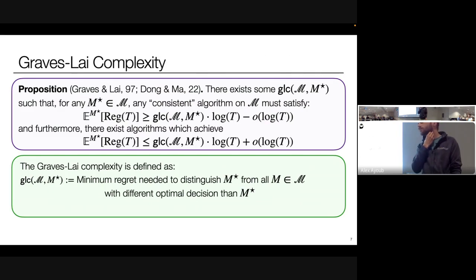Are we assuming that the action space is finite here? Yes, we are assuming the action space is finite.